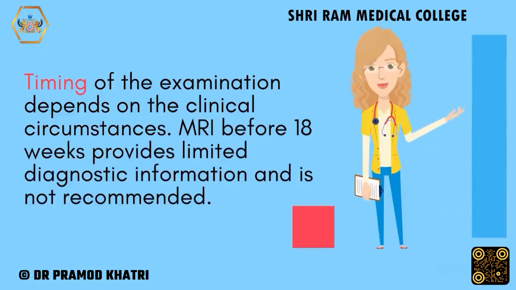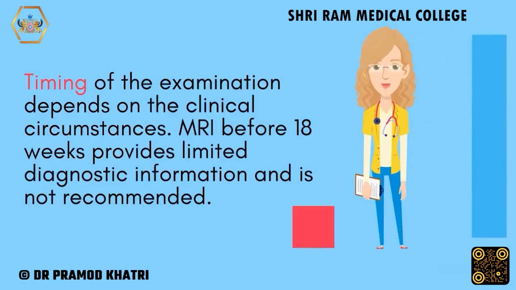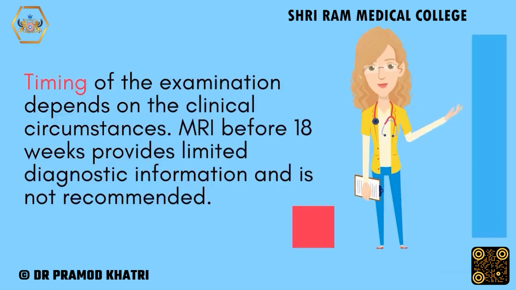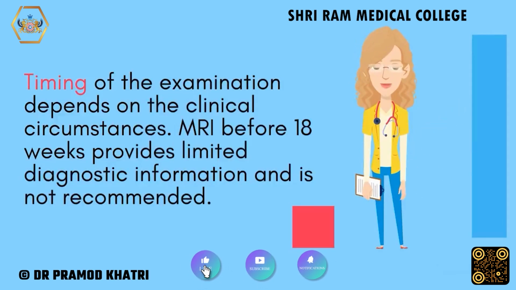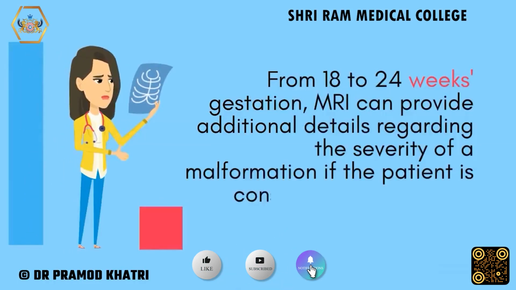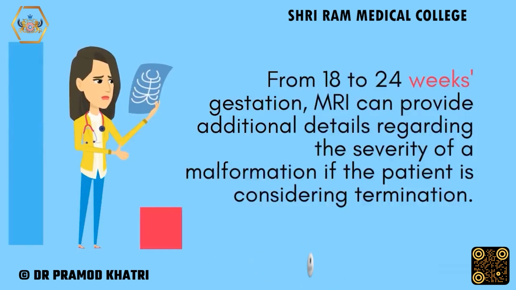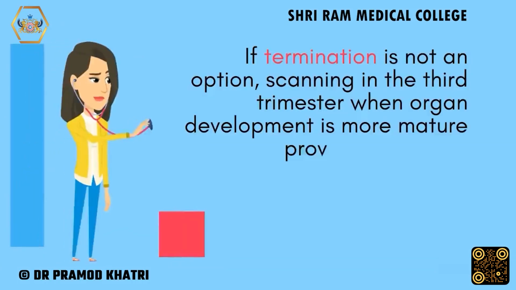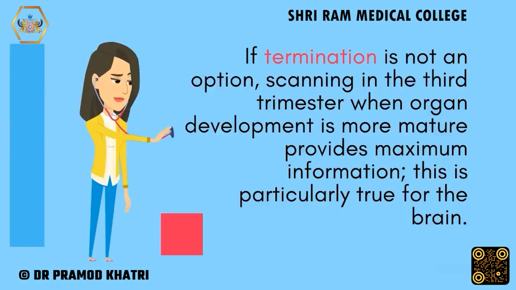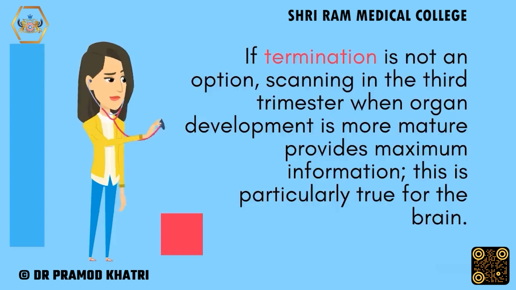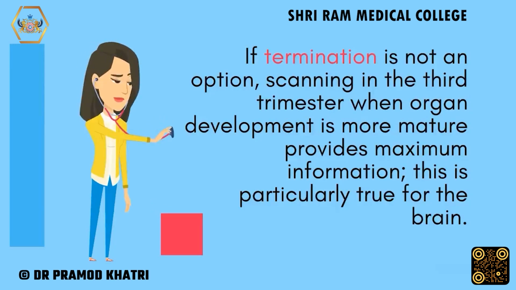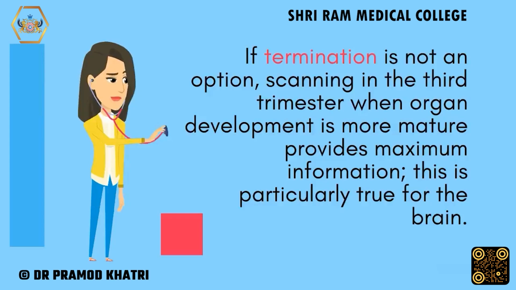Timing of the examination depends on the clinical circumstances. MRI before 18 weeks provides limited diagnostic information and is not recommended. From 18 to 24 weeks gestation, MRI can provide additional details regarding the severity of a malformation if the patient is considering termination. If termination is not an option, scanning in the third trimester, when organ development is more mature, provides maximum information. This is particularly true for the brain.